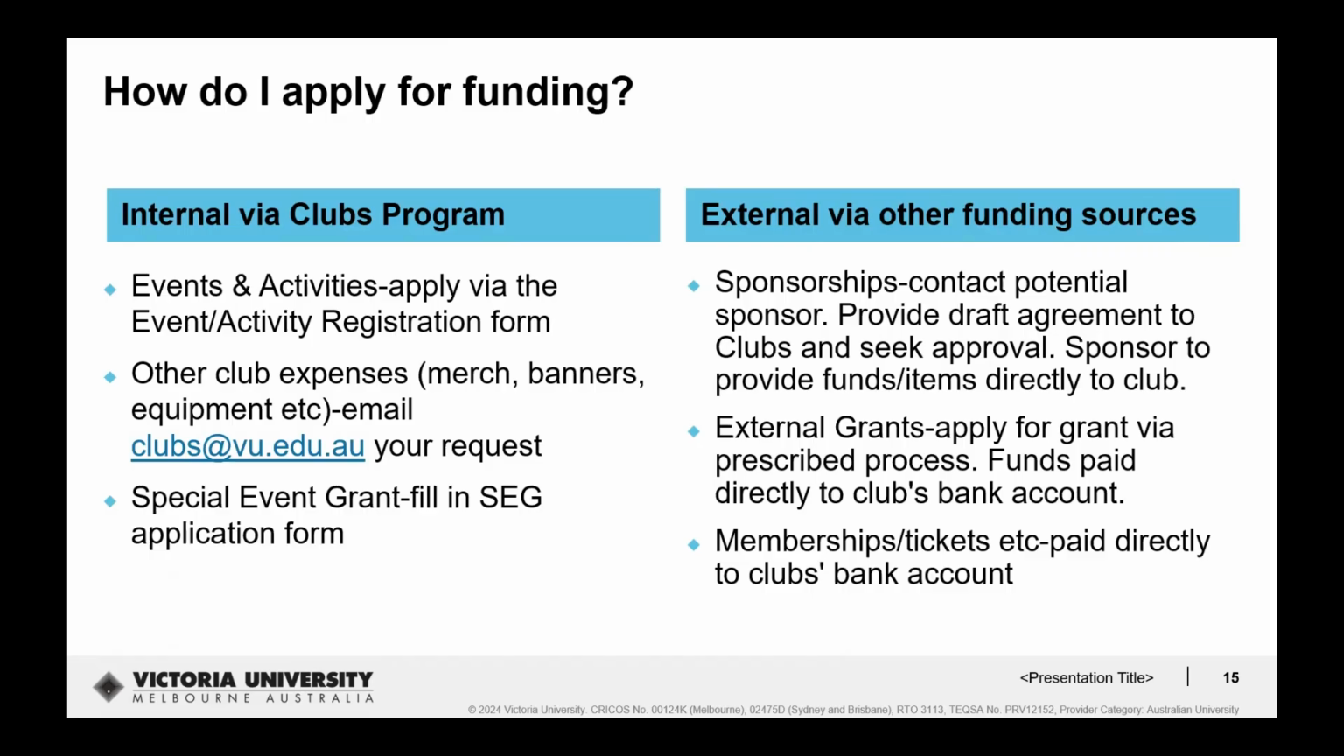External grants you can apply for via the prescribed process, and those funds will be paid directly to your club's bank account. Membership fees, ticket sales, etc., will be paid directly into your club's bank account by giving out your account BSB and account number. Just a reminder that when you do want to seek out sponsorships or other kinds of grants, you need to follow the application guidelines for these.